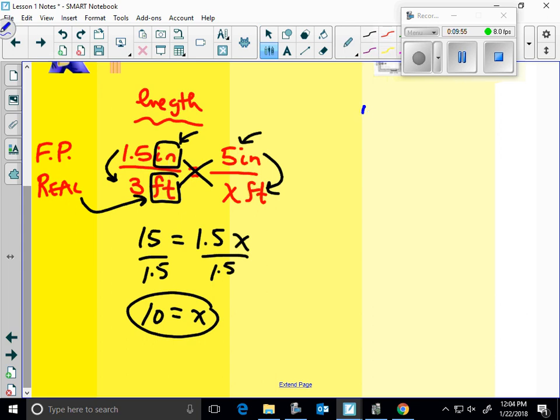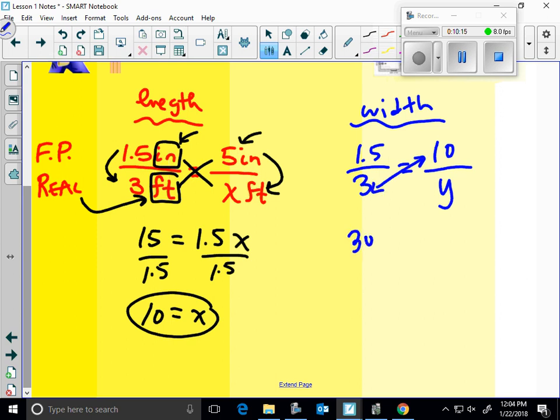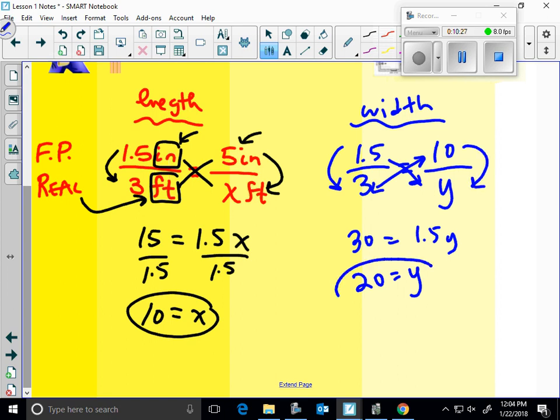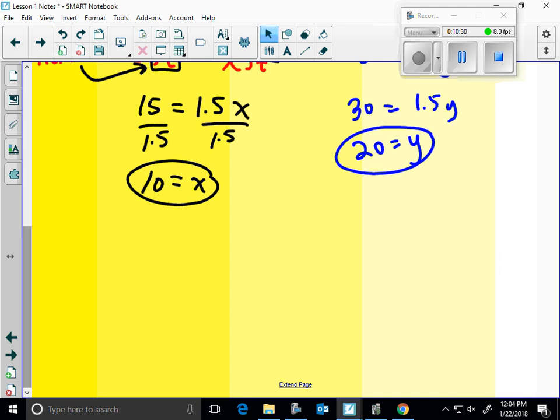Now let's do the same process for the width. I think the width, we still have the same ratio, 1.5 to 3 feet. But now the width, I think, was 10 inches on the floor plan. And therefore, we would find, let's say, y. You could go through the same process. 3 times 10 is 30, and 1.5 times y is 1.5y. But what you're going to see is you'll get 20 equals y. Same principle applies. I doubled that, therefore I doubled that. And therefore, the dimensions of the actual room are 10 feet by 20 feet.